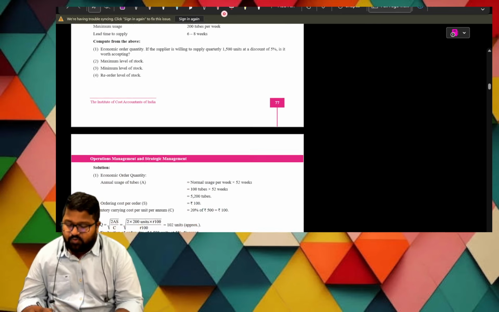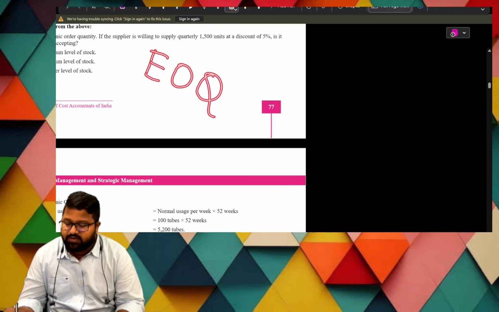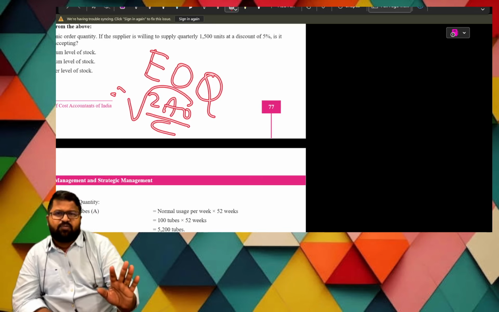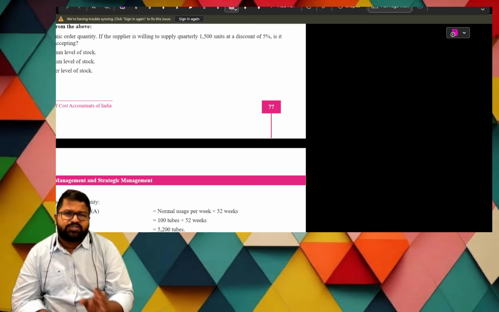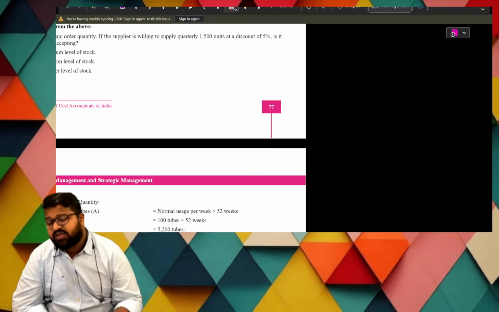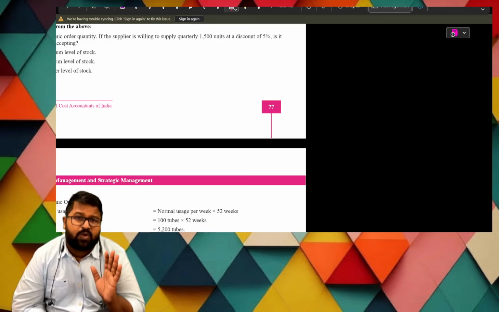And here the most important area is what? Economic order quantity is important. That is 2AO by C. It is the same costing formula; you apply it in the same way. Even in costing, you have labor formulas, and the same formulas are applied here. If you solve that problem, this is not required at all.